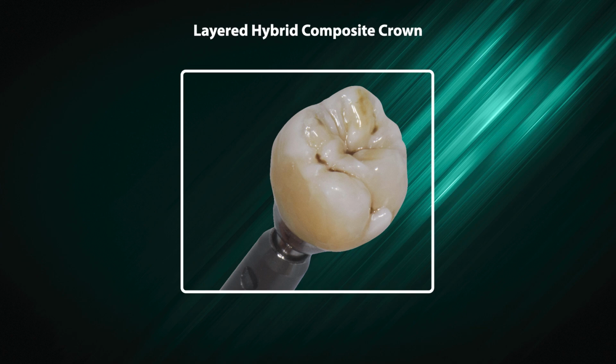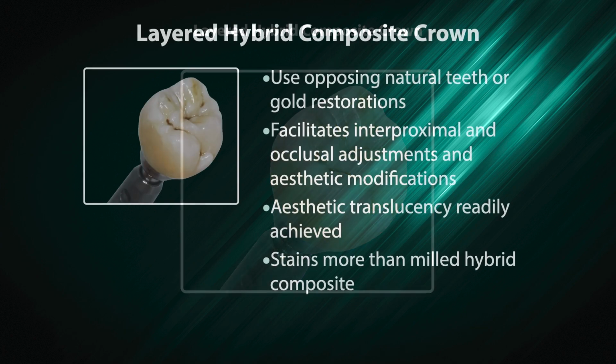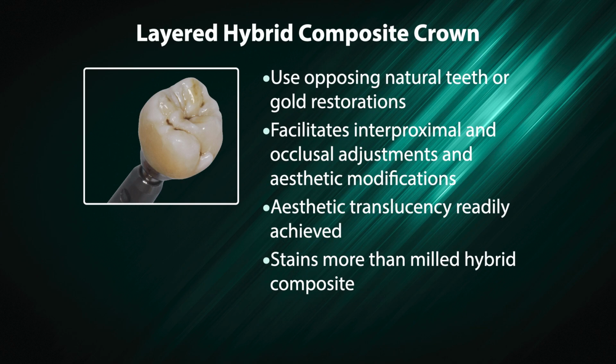Layered hybrid composite crown. Use opposing natural teeth or gold restorations. Facilitates interproximal and occlusal adjustments and aesthetic modifications. Aesthetic translucency is readily achieved. However, it is more prone to staining than milled hybrid composite.